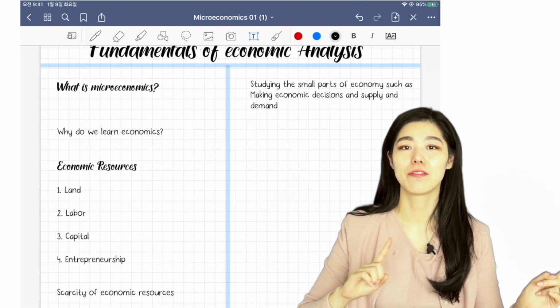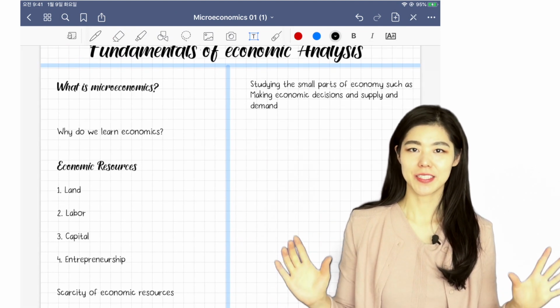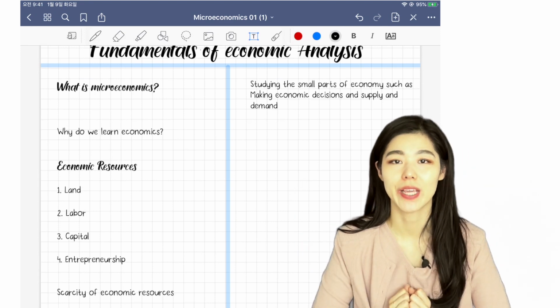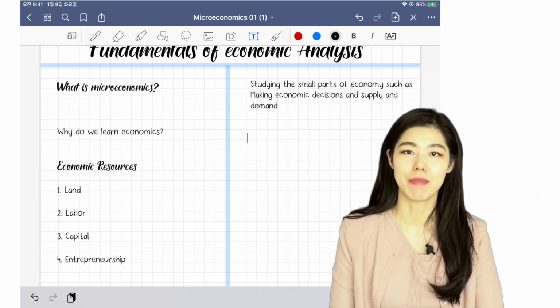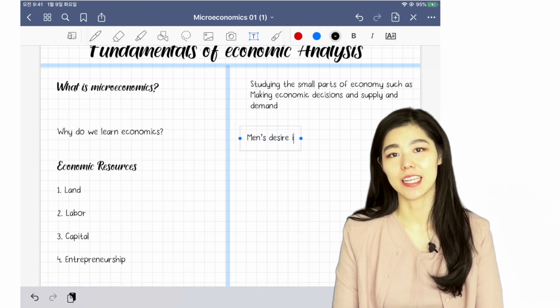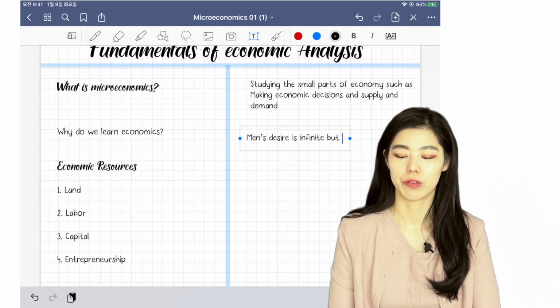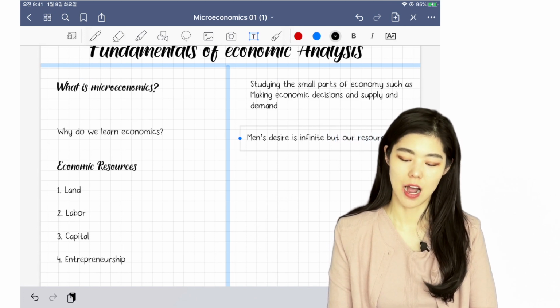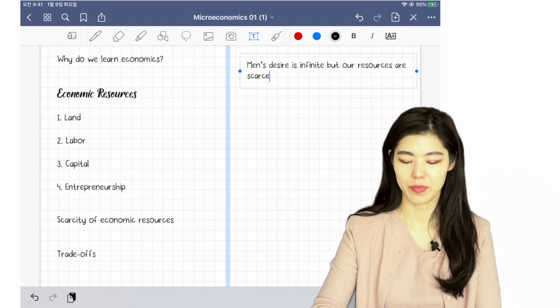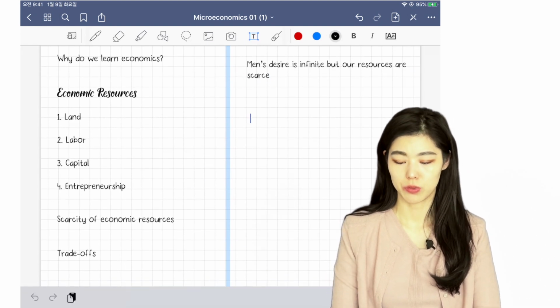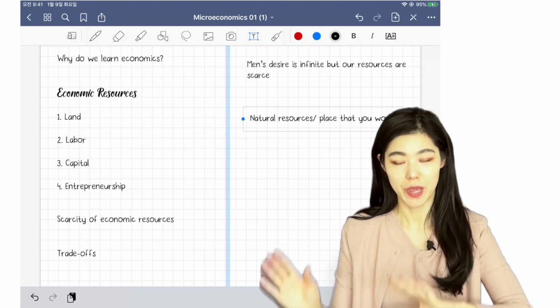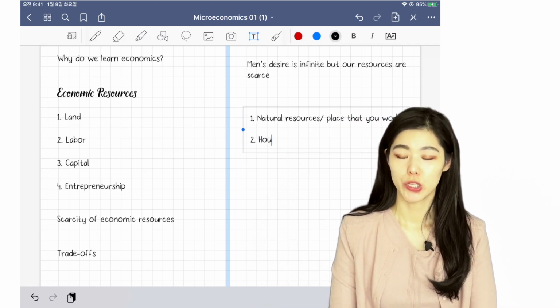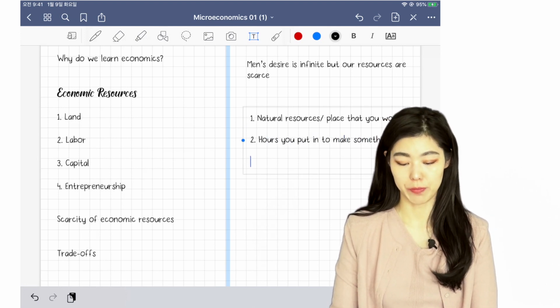So, fundamentals of economic analysis. So far, what we have learned is why do we learn economics: because man's desire is infinite, but our resources are scarce. That's going to be your answer. Land can be natural resources, the place that you work, like to write your paper. Labor, hours you put in to make something. It could be a product, it could be a paper.